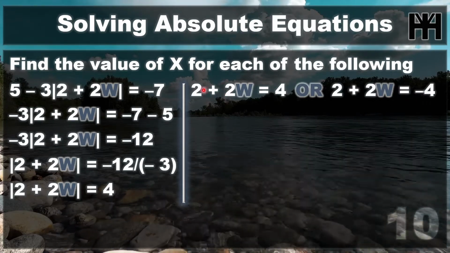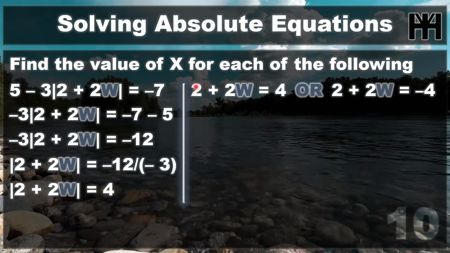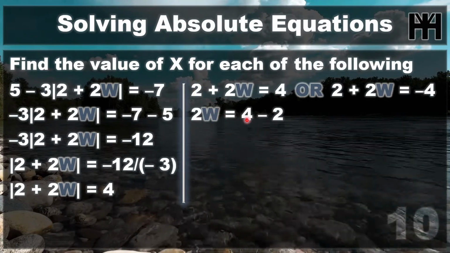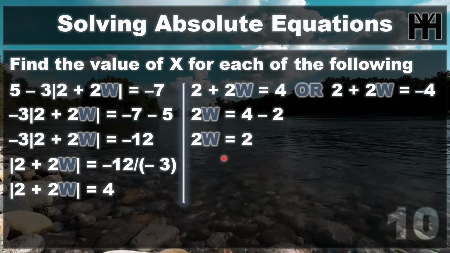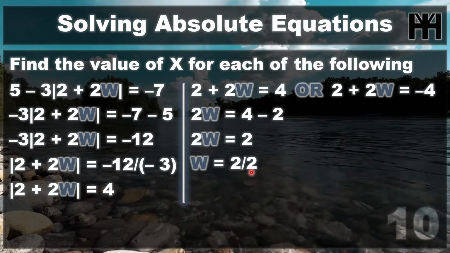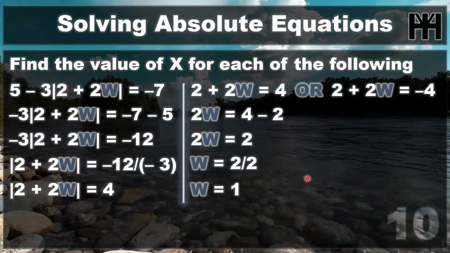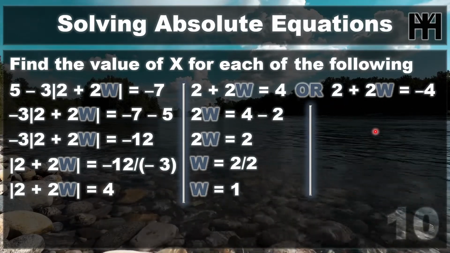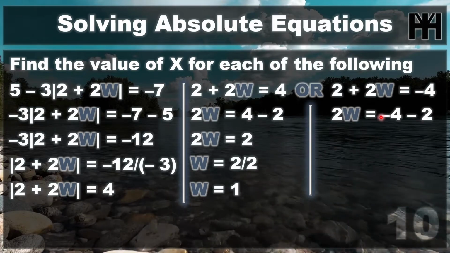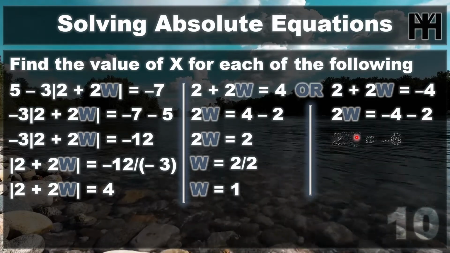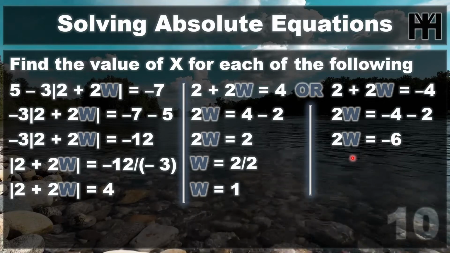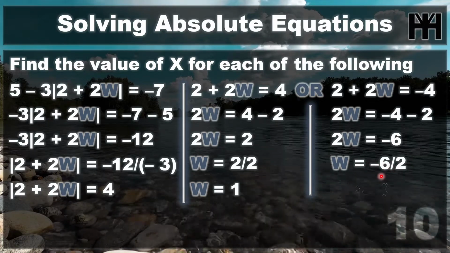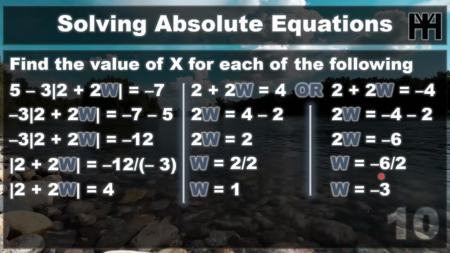So regarding the first choice, we'll send the 2 to the other side, so it's 2w equal to 4 minus 2, so it's 2w equal to 2, then w equals 2 divided by 2, so w is equal to 1. Or we have 2 plus 2w equal to -4, we send the 2 to the other side, so it's 2w equal to -4 minus 2, so it's 2w equal to -6, then w will be equal to -6 over 2, so w will be equal to -3.